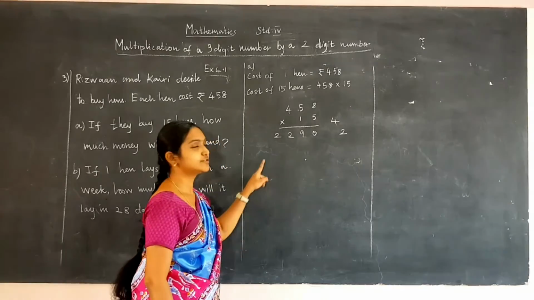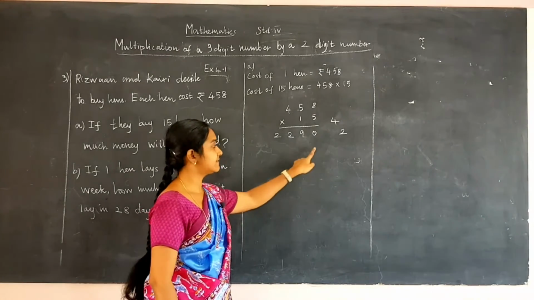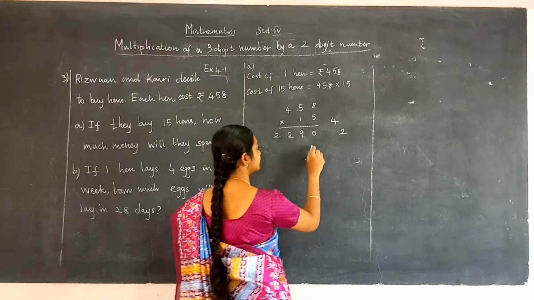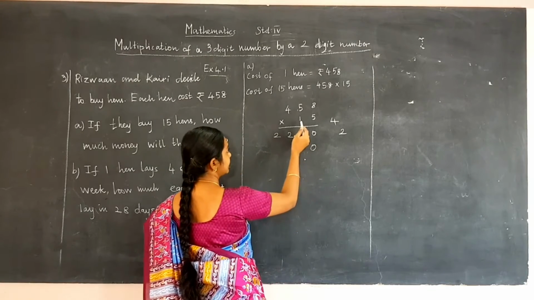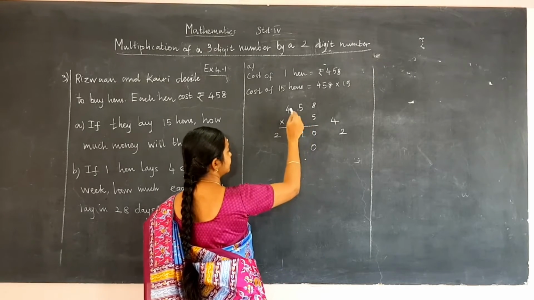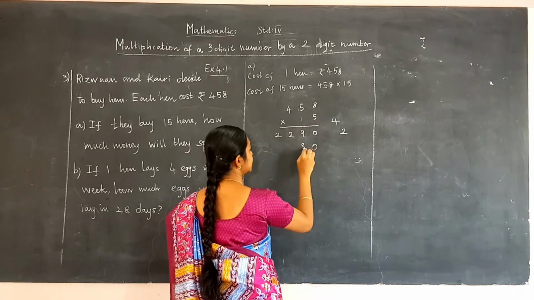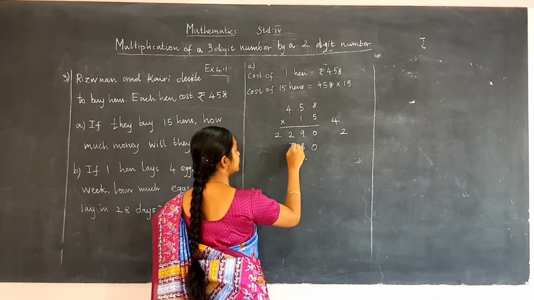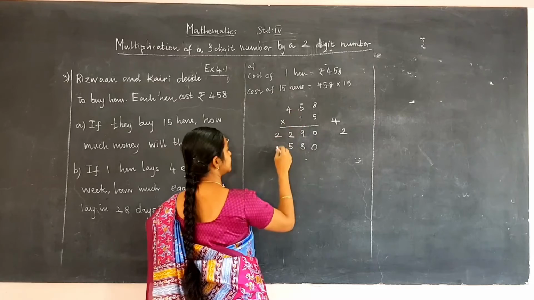Next we are going to write the second line. So in the first place we have to put 0. Now multiply 1 with 8, 5 and 4. 1 into 8 is 8. 1 into 5 is 5 and 1 into 4 is 4.